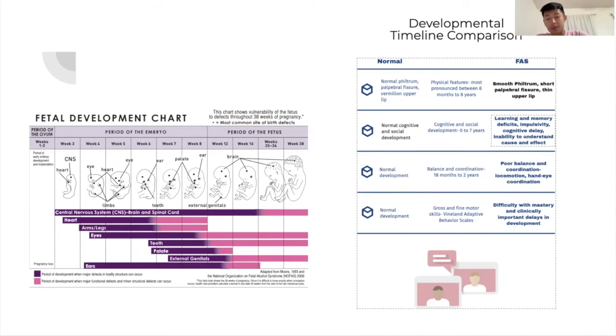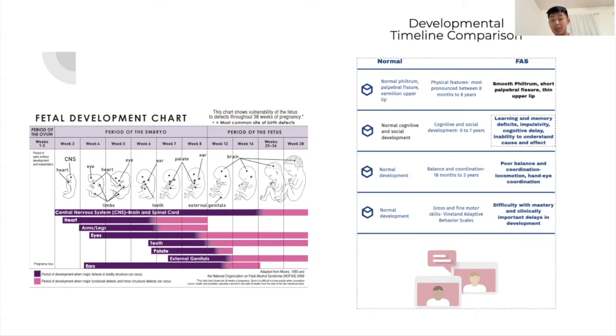Now we can discuss a timeline comparison between fetal alcohol syndrome and normal infant to child development. The fetal development chart on the left shows that most structural defects occur within the first and second trimester with relation to alcohol exposure, and then functional defects in the second and third trimester. The structural defects are highlighted in purple, and the functional defects are highlighted in pink. But notice that the nervous system and brain development can be affected in all three trimesters, which pretty much explains the behavioral and cognitive deficits of fetal alcohol syndrome individuals.